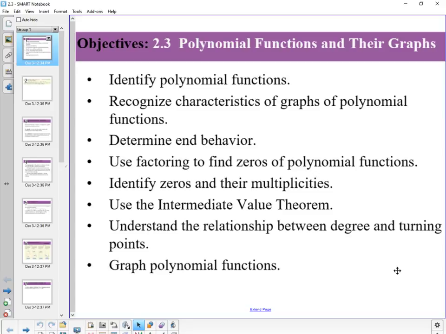We're going to talk about the intermediate value theorem. Intermediate value is a very hard theorem. Understand the relationship between degree and turning points. The last two, if we have time for those, we'll do those. But definitely we want to try to get through as much of the first parts as we can.